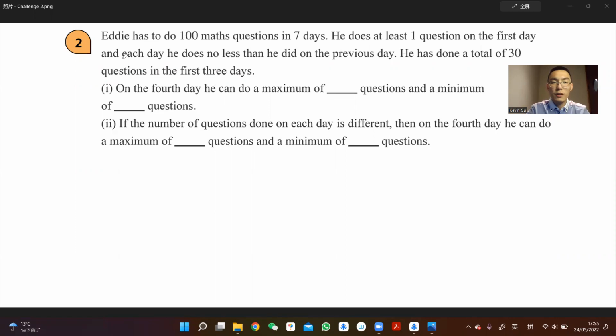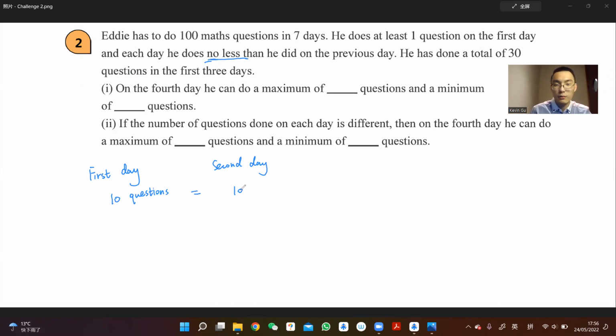Let's look at the important part of the question. On each day, he does no less than he did on the previous day. What does this phrase mean? Let's give an example. It means that, for example, on the first day, if Eddie did 10 questions, then on the second day, he can do 10 questions because it's equal. See, no less. No less means more than or equal to.